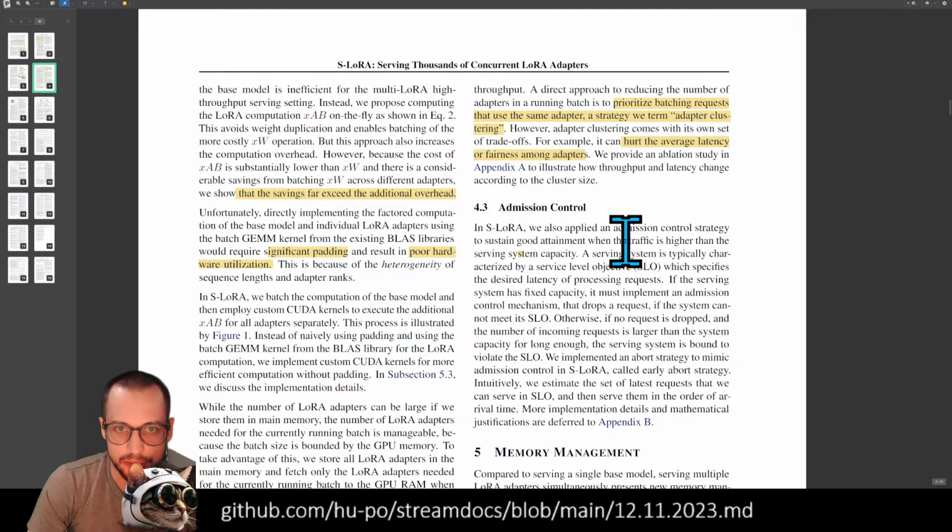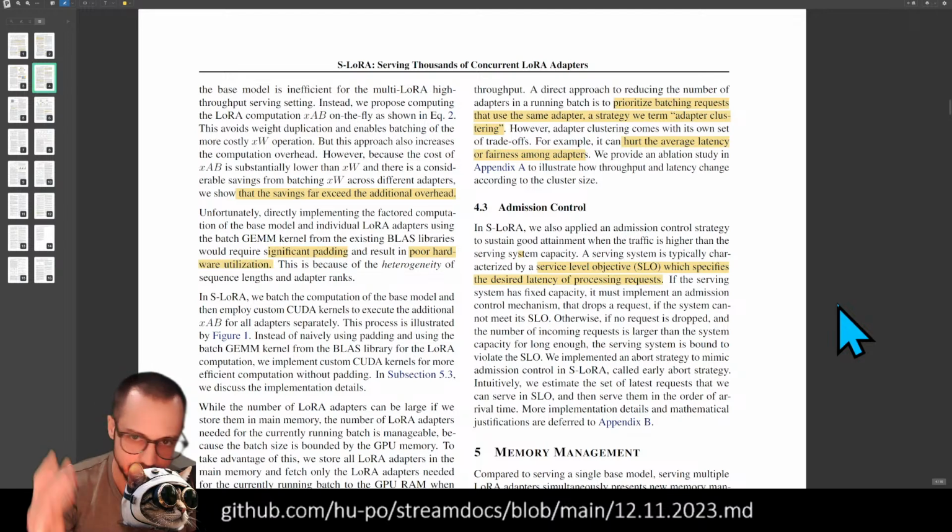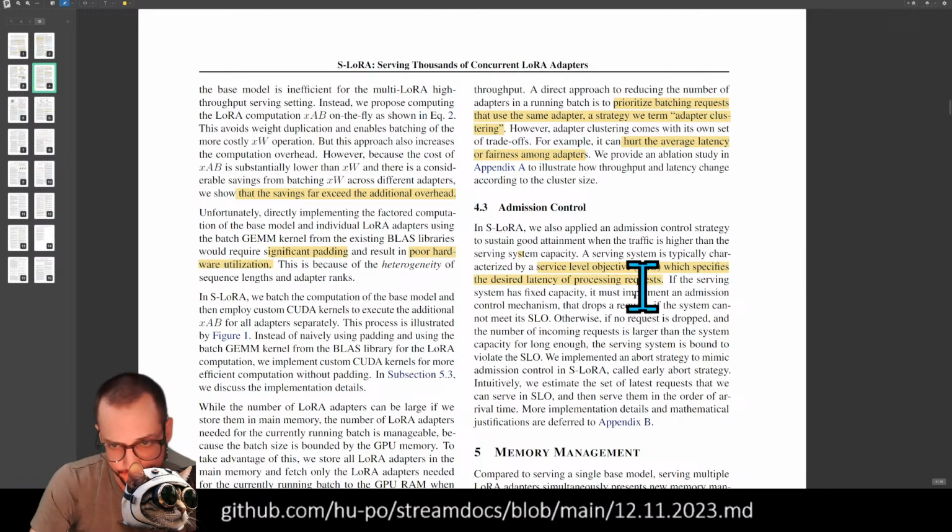Okay, in S-LoRA, we applied an admission control strategy to sustain good attainment when the traffic is higher than the serving system capacity. Serving system is typically characterized by service level objective, which specifies the desired latency of processing requests. Okay, so a service level objective is when some project manager comes and says, when they're using this website, the maximum someone can wait for their poetry LoRA is 5 seconds. So we're going to say 5 seconds is some arbitrary desired latency.